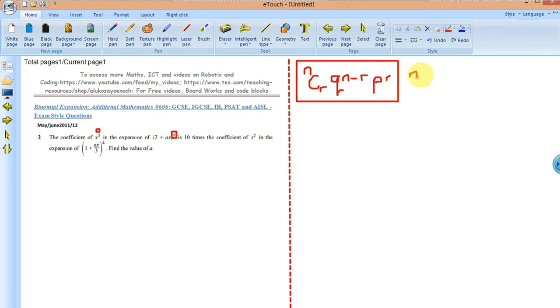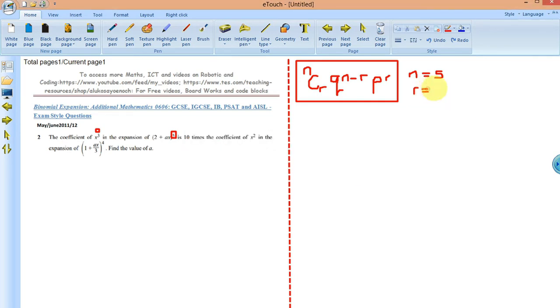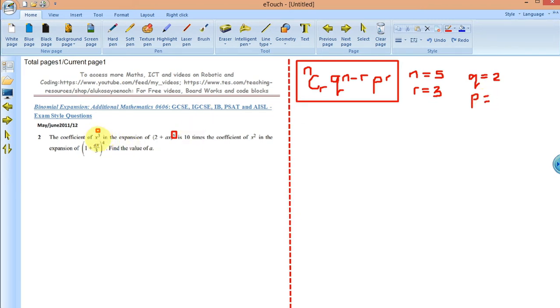So for this question, n equals 5 and r equals 3. Then my q equals 2, so you'll be able to complete it easily, and my p equals the coefficient of x, that is a. It's meant to be ax, but we take the coefficient. For the coefficient of x squared here and the coefficient of x, that is 1/3 here. Okay, so that's what we have here.